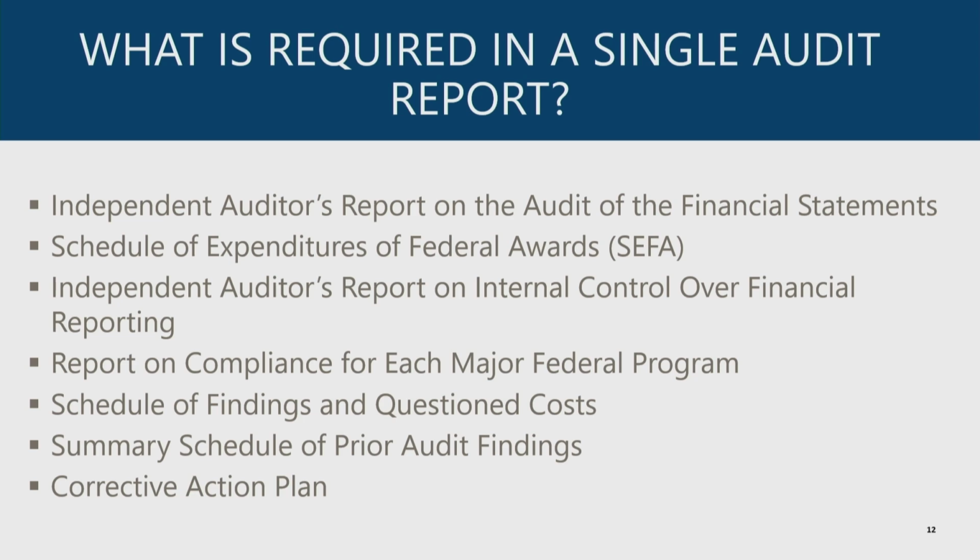The single audit report must contain a schedule of findings and questioned costs. The schedule of findings and questioned costs generally contains a summary of the auditor's results. It identifies any major federal programs, including the names and the ALNs. And it also indicates the auditee's risk. The schedule of findings and questioned costs also identifies the findings related to internal controls over financial reporting, major programs and compliance, and findings related to federal awards.